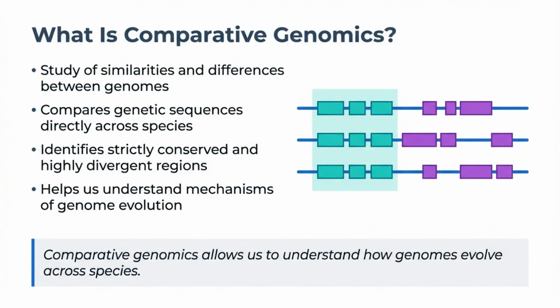By comparing genomes directly, scientists can identify regions that have remained conserved over long evolutionary time and regions that have changed more rapidly. Conserved regions often point to essential biological functions, while divergent regions may reflect adaptation, specialization, or evolutionary innovation. If you look at the visual on the slide, the key idea is that genomes can be compared like biological manuscripts to reveal shared ancestry and evolutionary change. So the central question becomes, why is it so useful to compare the genome of one species with another?